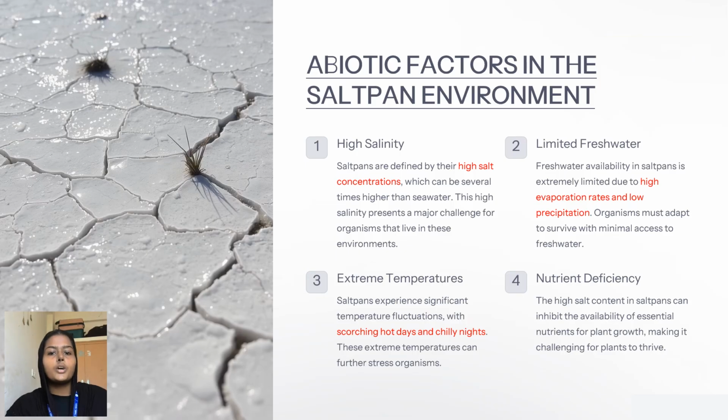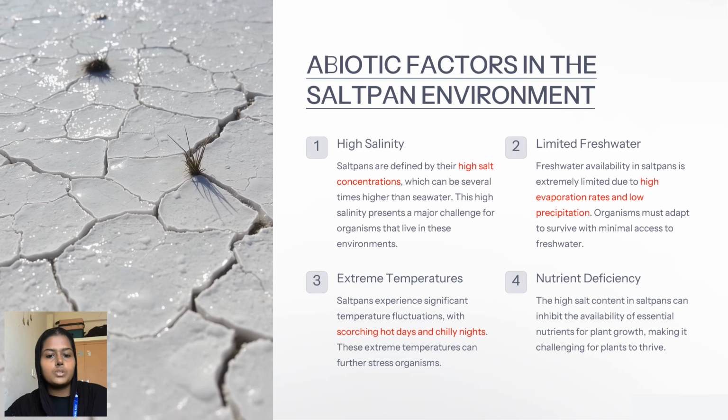Coming to the characteristic abiotic factors of salt pan zone environment. Number one is high salinity. As I've already mentioned, these salt pan zones have very high concentrations of salt, even higher than that of typical seawater. This higher salinity is the major factor which poses a challenge for any organism that can live in this particular environment. The second one is the limited fresh water. As I've already mentioned, the evaporation rates are very high, and the access to fresh water to the organisms living in this zone is very minimal.